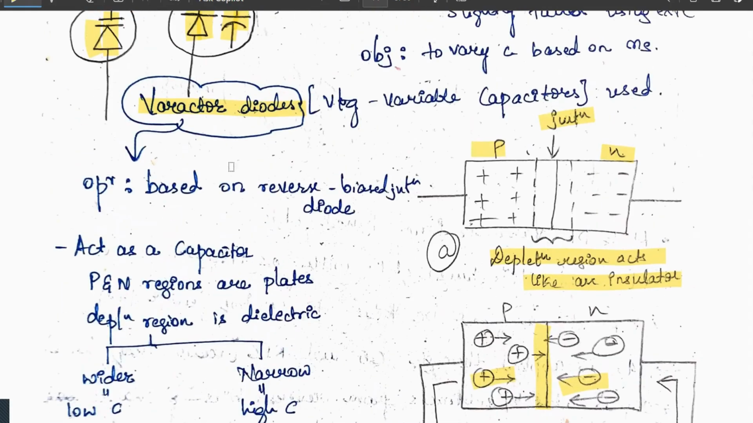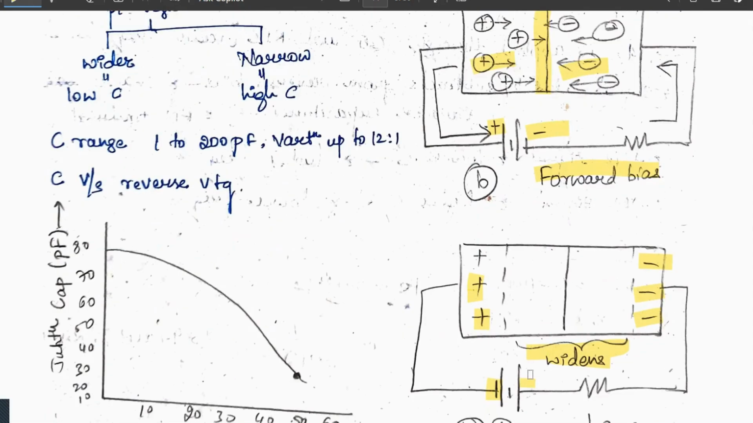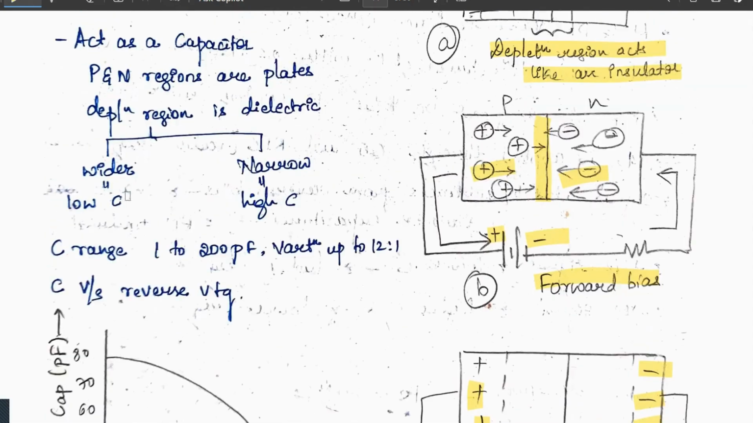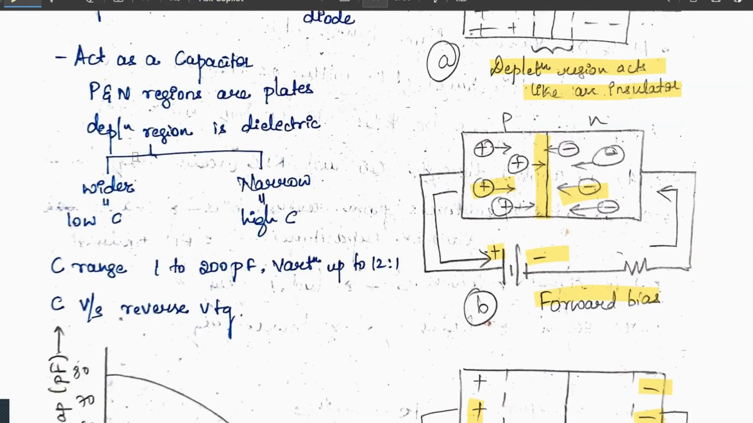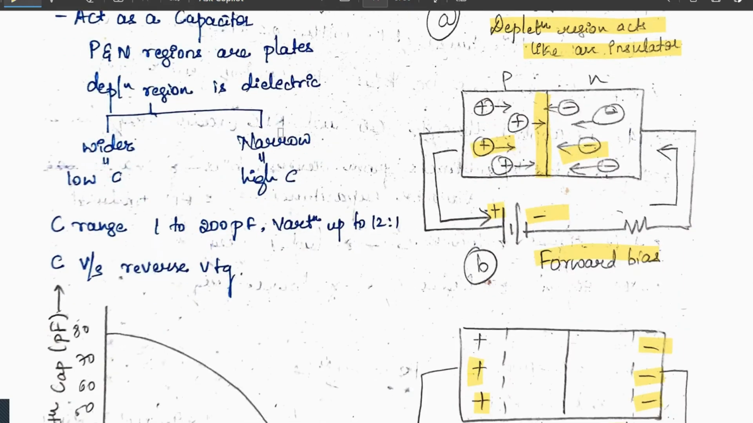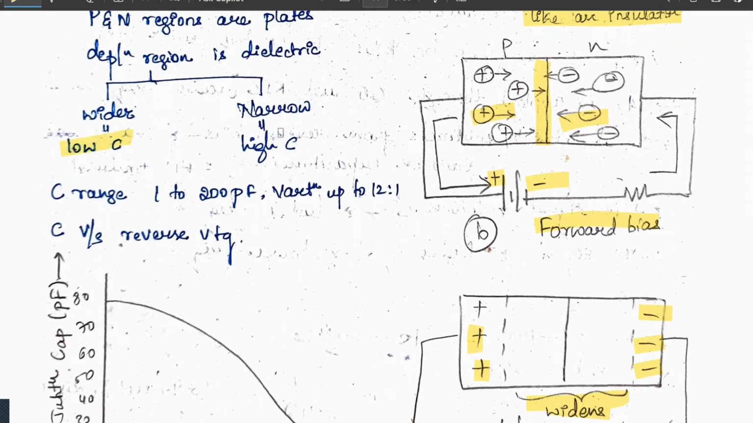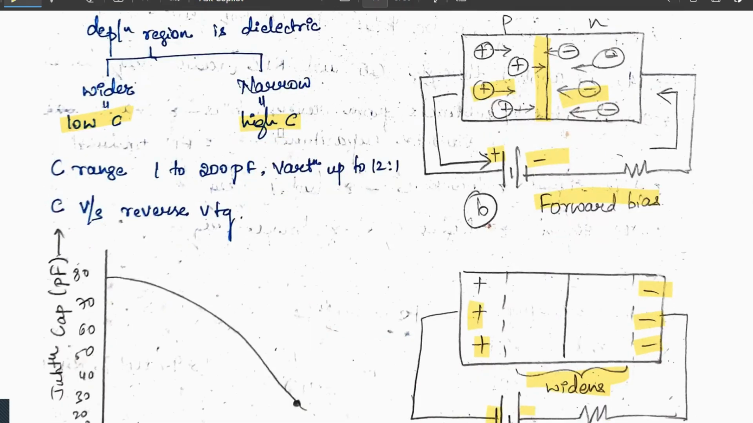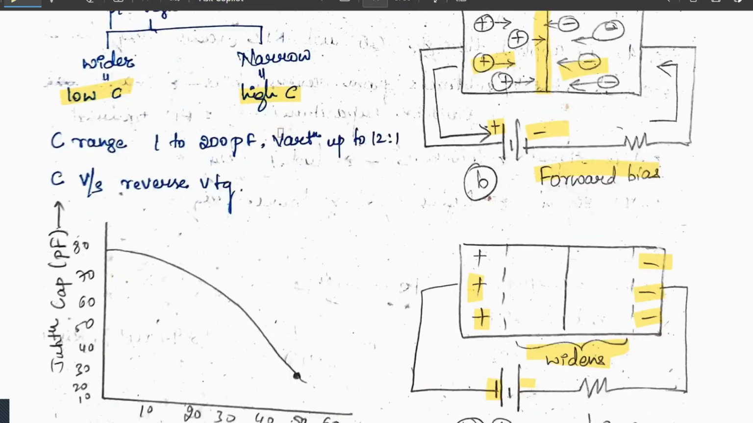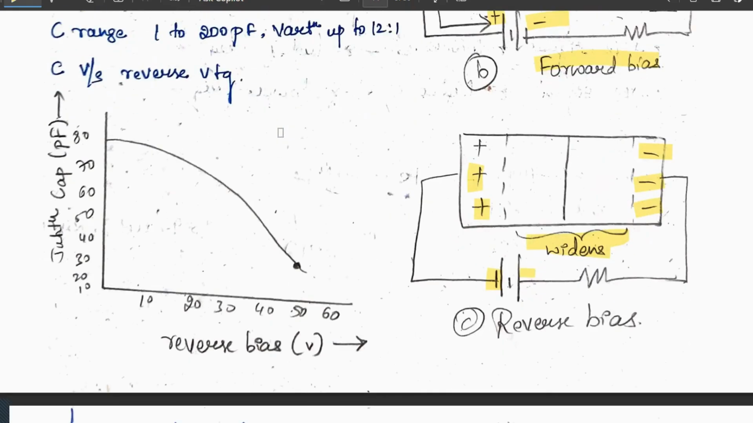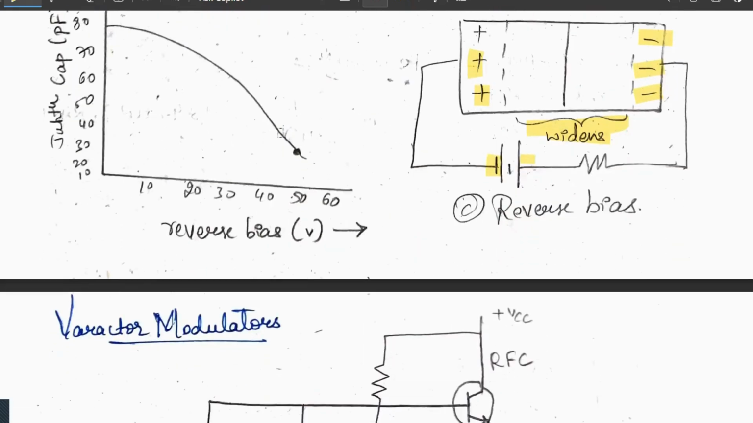In the varactor diode, we use the reverse bias junction of the diode. Here the PN regions are the plates of the capacitor, and the depletion region is the dielectric. Wider means low capacitance, narrow means high capacitance. Capacitance will range from 1 to 200 picofarad. Variation is up to a 12:1 ratio. If you draw a curve of capacitance versus reverse voltage, you get this curve.